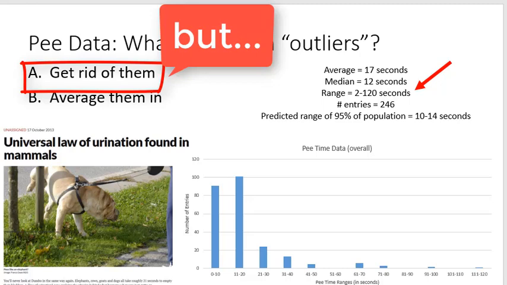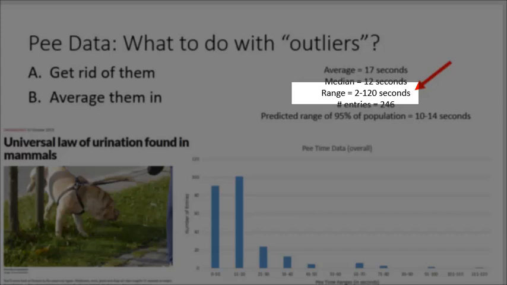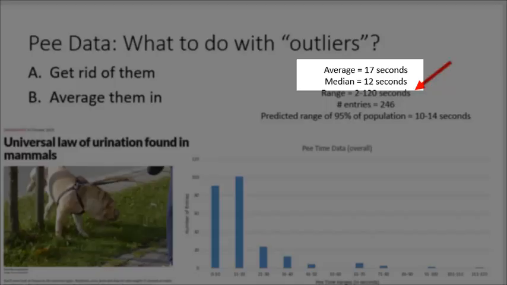However, it brings up more questions, like the lowest pee time was 2 seconds. Did that person mistype? Did they actually time a 2-second urination event? If we average in the 2 120-second times, it significantly changes the average pee time. The median, or most common entry, was 12 seconds. But by averaging in these really high numbers, it shifts the average up to 17 seconds. That's a 40% shift in time.